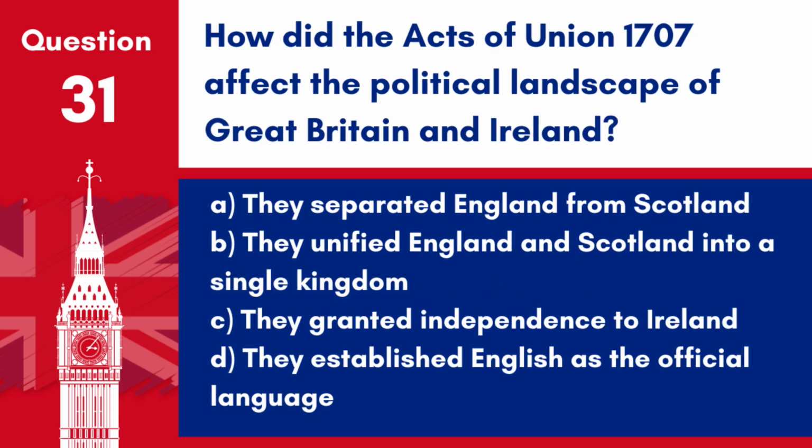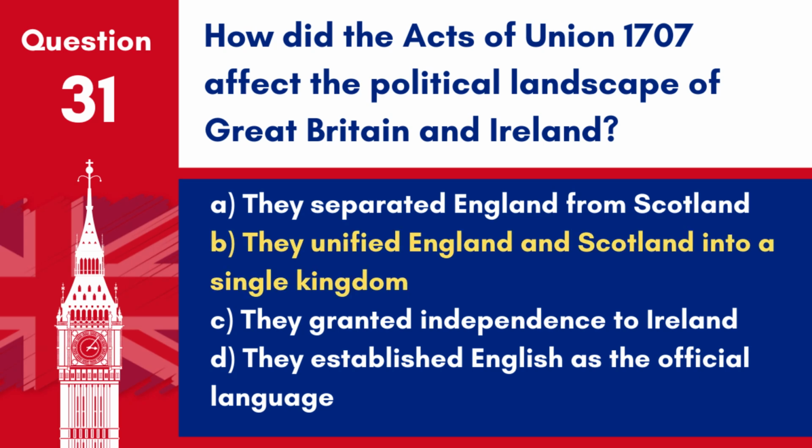Question 31. How did the Acts of Union 1707 affect the political landscape of Great Britain and Ireland? A. They separated England from Scotland. B. They unified England and Scotland into a single kingdom. C. They granted independence to Ireland. D. They established English as the official language.